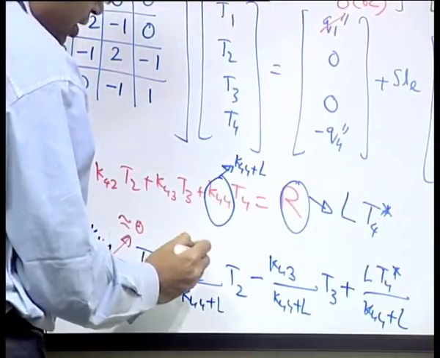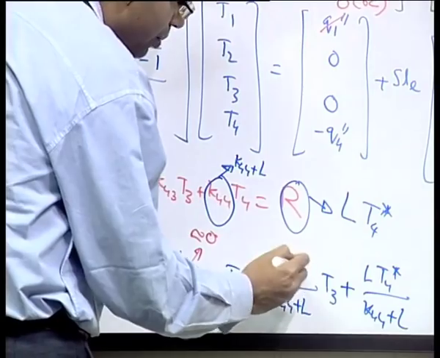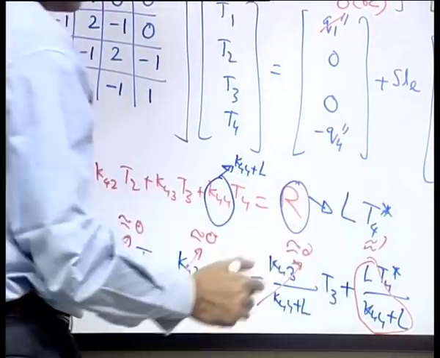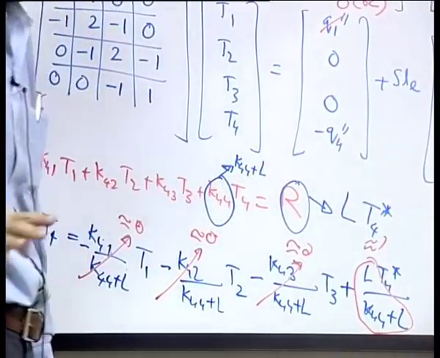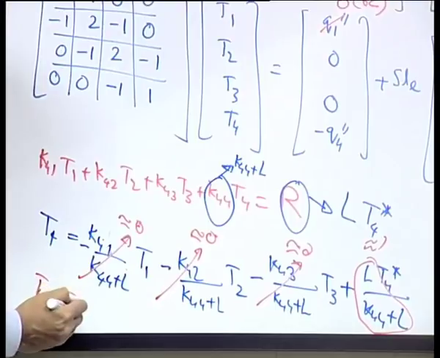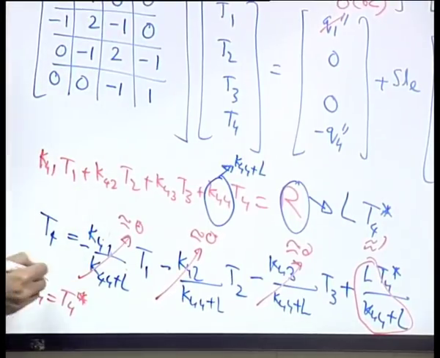So then this will also be close to 0, this will be close to 0, and this ratio will be approximately 1. K44 is negligible in comparison to L. So that means if you solve it, you will get T4 equal to T4 star numerically.